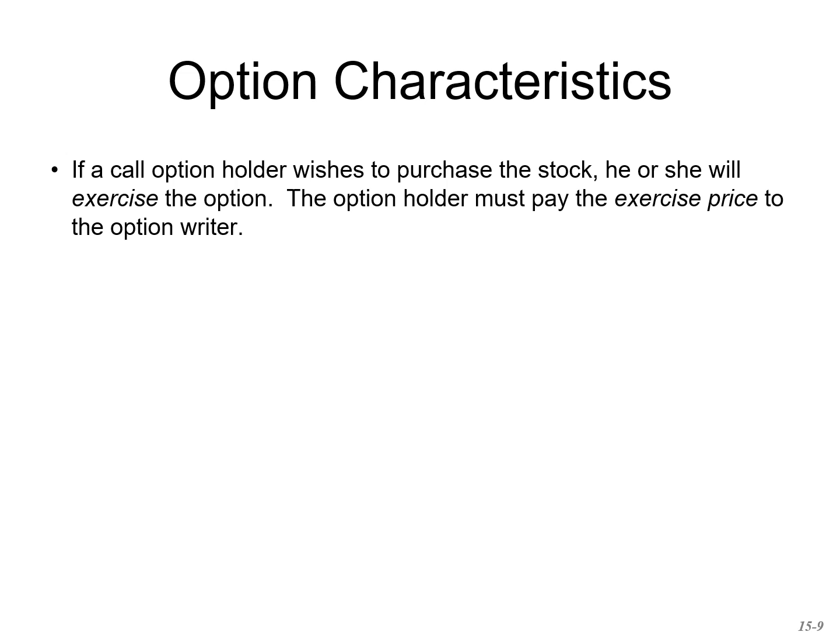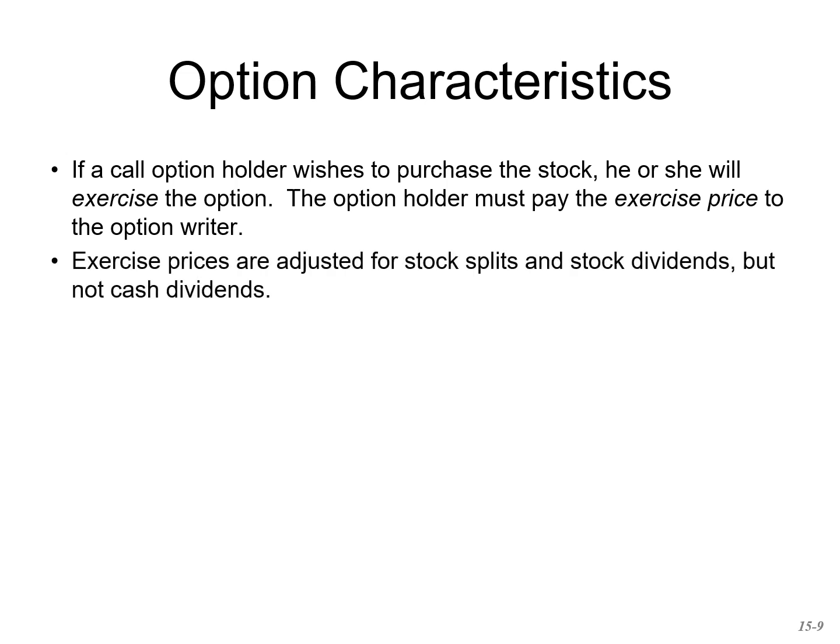At that time, the option holder must pay the agreed upon or target price known as the exercise price. And they pay that price to the option writer. The writer is a person who sold the contract and who owns the stock that is being purchased by the call contract holder. Exercise prices are typically adjusted if the stock splits or if stock dividends are paid during the time of the option contract. However, cash dividends are not adjusted.